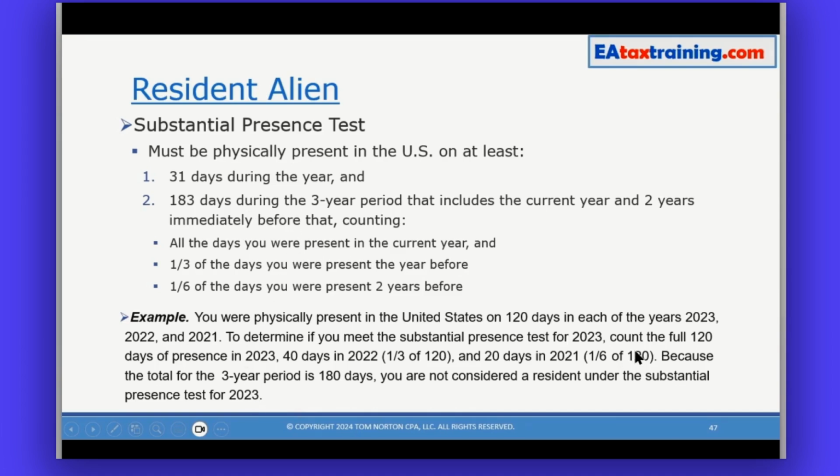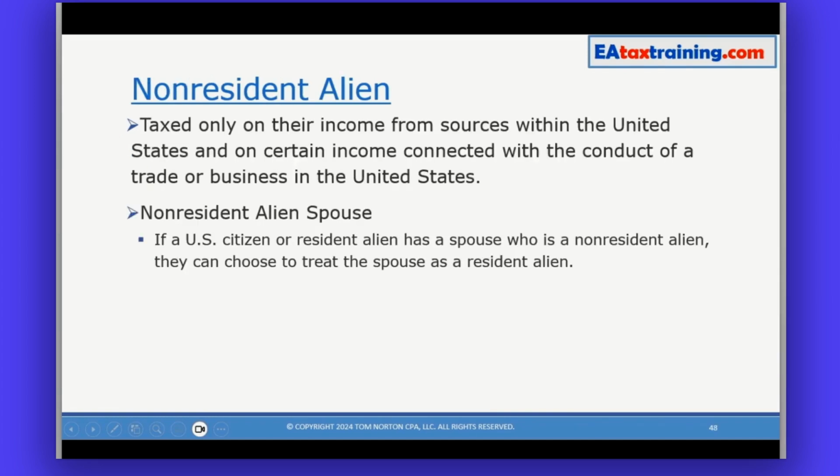So even though they were here for 120 days in 2023, so they clearly meet the first test, they were not in the United States for 183 days during the prior 3 years when you count it the way you have to count it for the test. So that is a resident alien. Either they have their green card or they meet this substantial presence test.